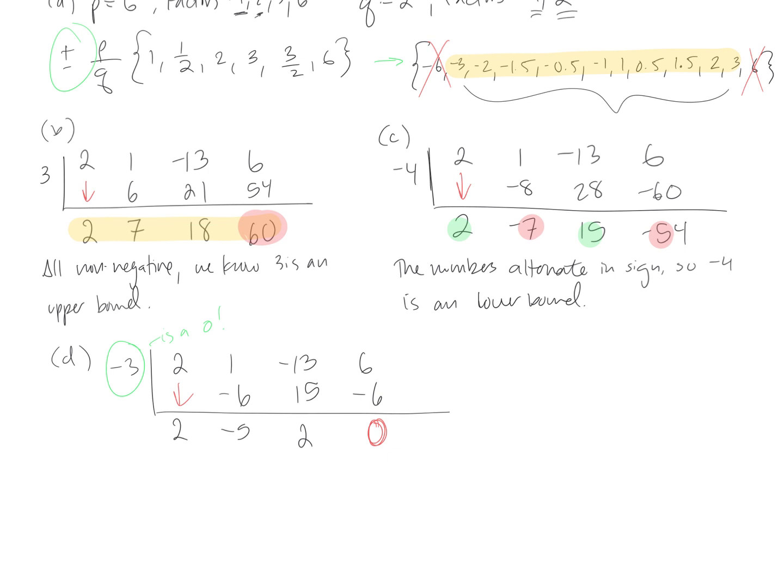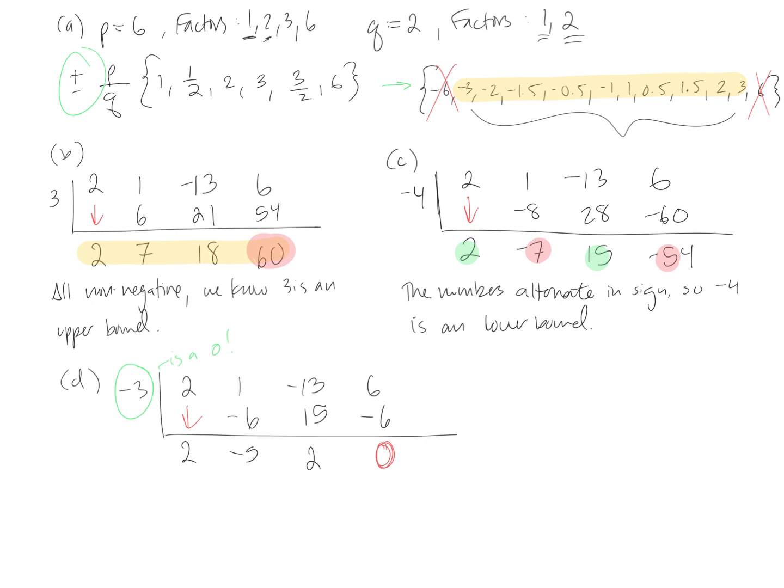Awesome. How would we know if something was not a 0? Well, let's try negative 1. Again, from my possible zeros: 2, 1, negative 13, and 6. We could bring down that 2, and that'd be 2. 2 times negative 1 is negative 2. Adding those is negative 1. Negative 1 times negative 1 is positive 1.